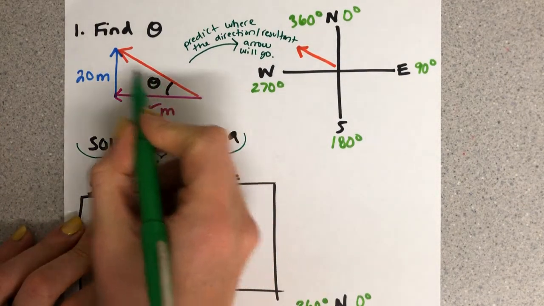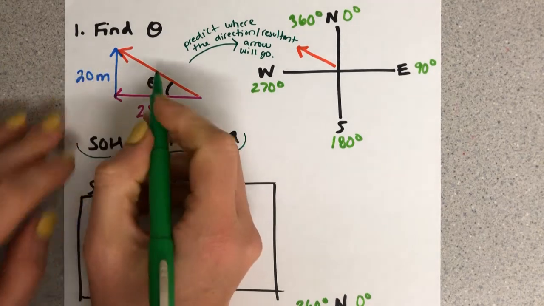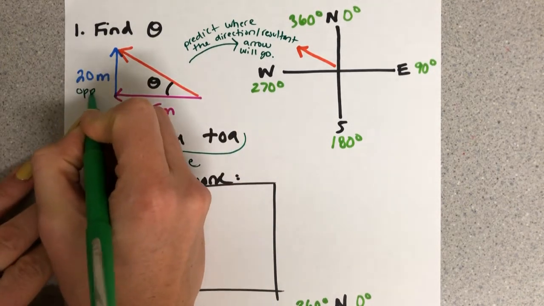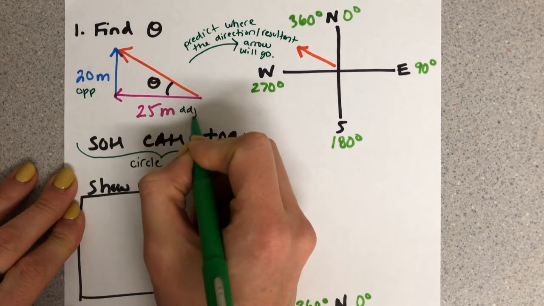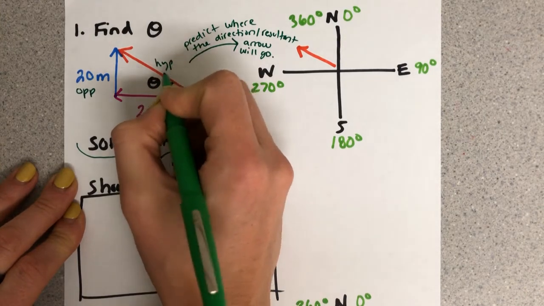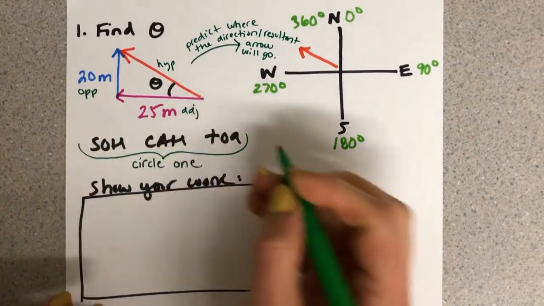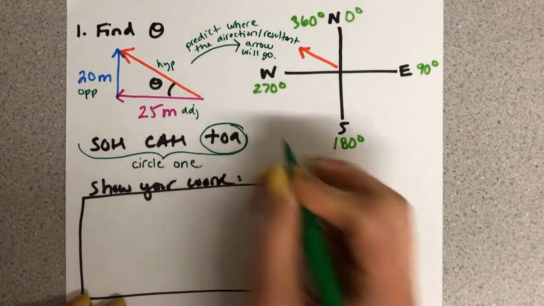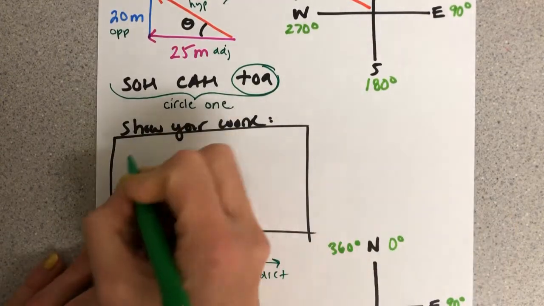Well, here's my angle. This is the opposite. This is the adjacent. And this is the hypotenuse, it's the long side. So we have the opposite and the adjacent, so I'm gonna use the tangent. I'm gonna go ahead and show my work here.